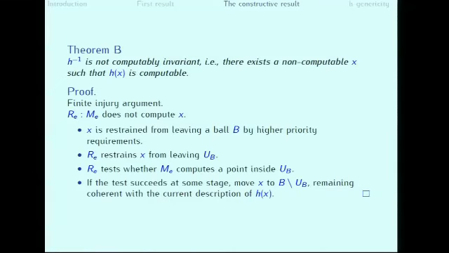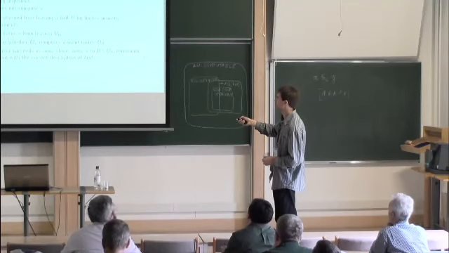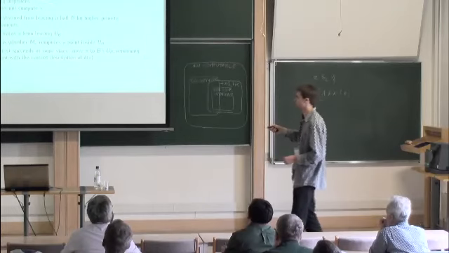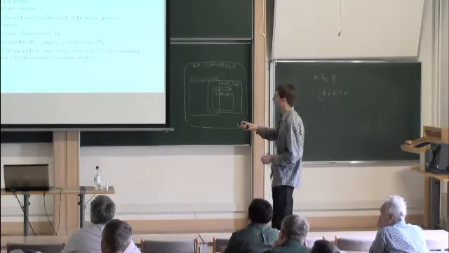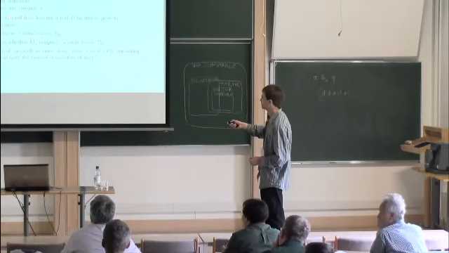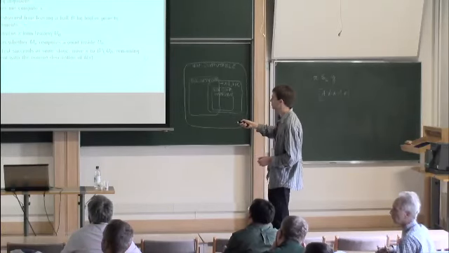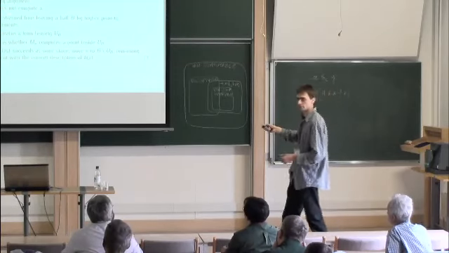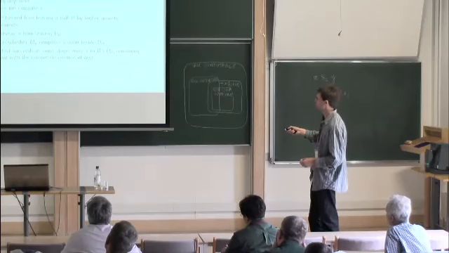And the proof of this is a finite injury argument. And this proof is actually what happens in many basic finite injury arguments. So you have these requirements. So RE: you don't want the machine number E to compute X. So what does this requirement do?